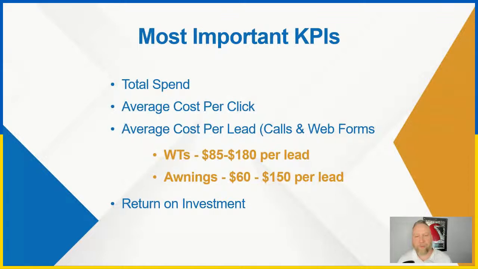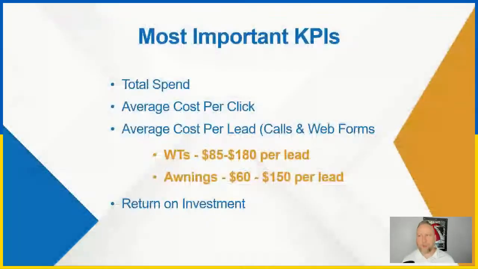You can also find out what your average cost per click is. So every time somebody clicked on an ad, what did it cost me? That number could be $3, $5, $8, whatever that number is. It's probably different, but it needs to be tracked for sure in your system.